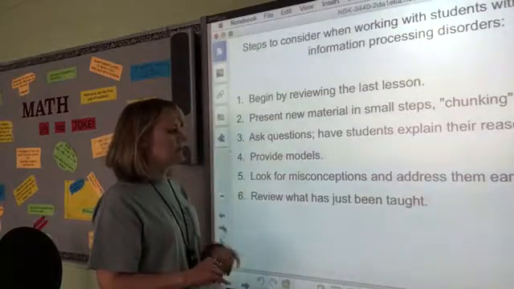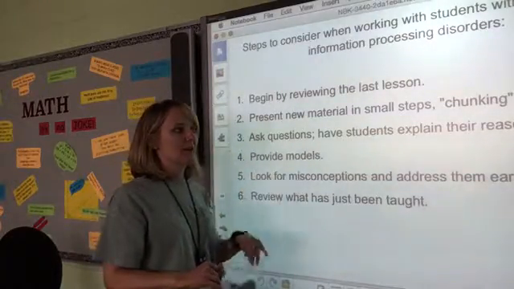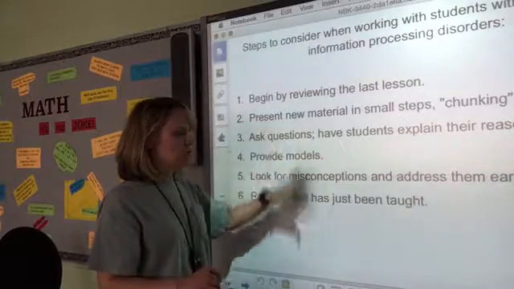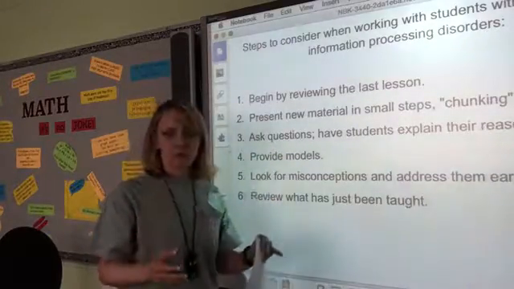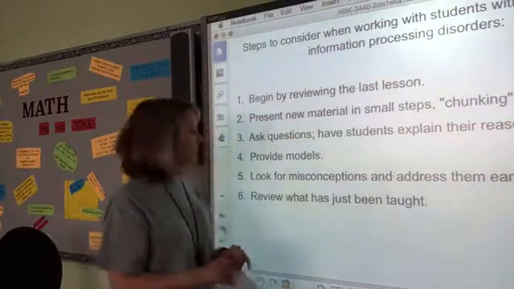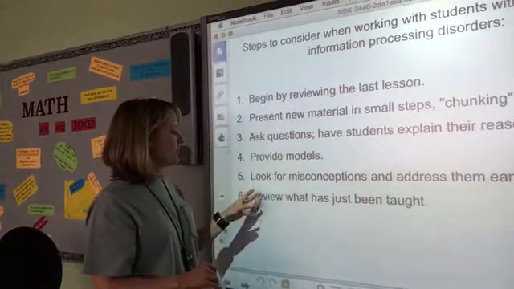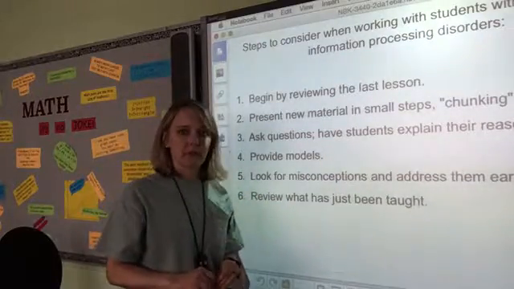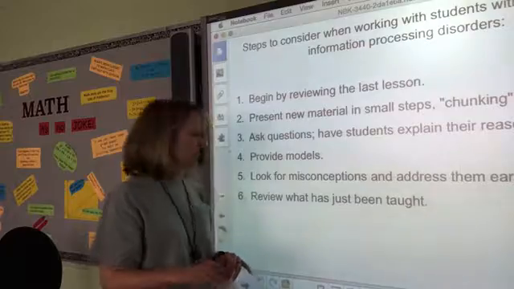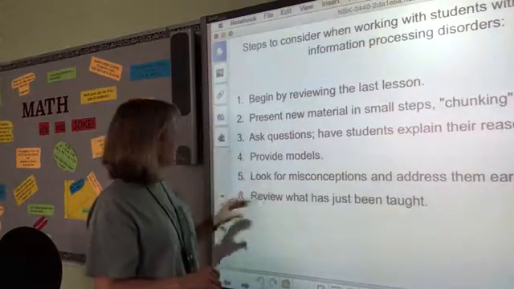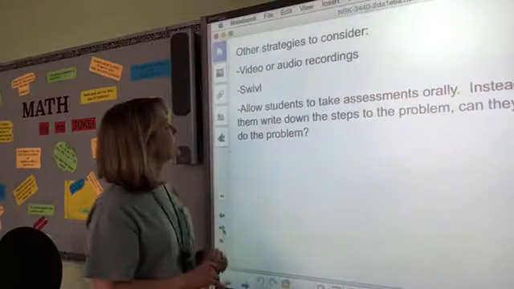Provide models. I'm a very visual learner, so I am very often using drawings in my classes, and hands-on manipulatives, and that seems to help a lot. Also, as you're teaching, you should look for misconceptions and address them early so you're able to clear them up before they become a problem. At the end, you would want to review what has just been learned.